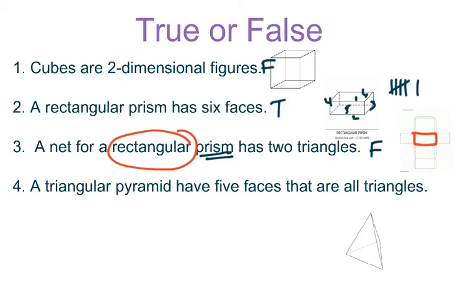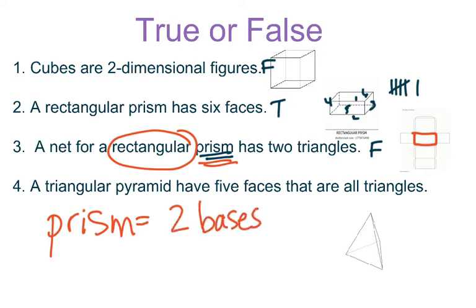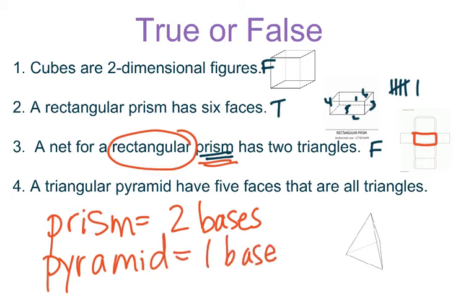Number 4, a triangular pyramid has 5 faces that are all triangles. True or false? Remember that a prism has 2 bases, and the name is based on the shape of its base. And a pyramid has 1 base. And again, it is named according to the shape of its base. So this one has 1, 2, 3, and then 1 in the back. It has 4 faces. So the answer to this one is false.